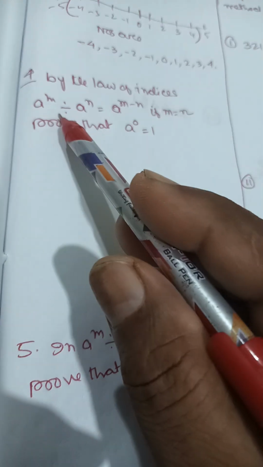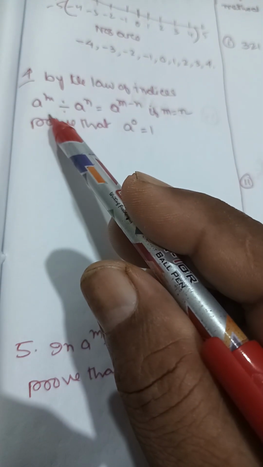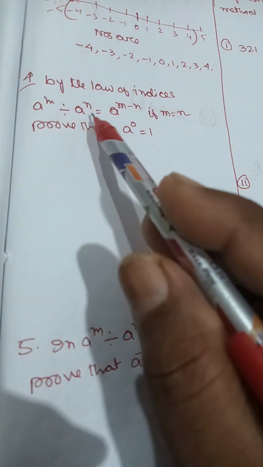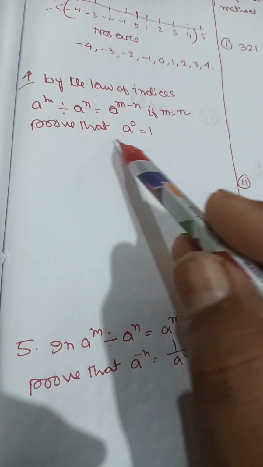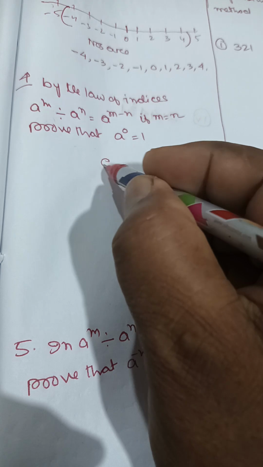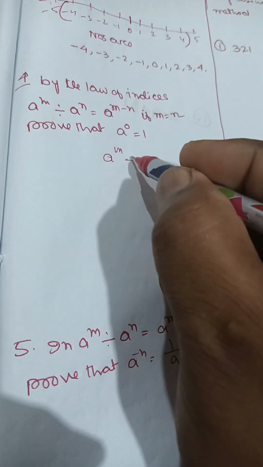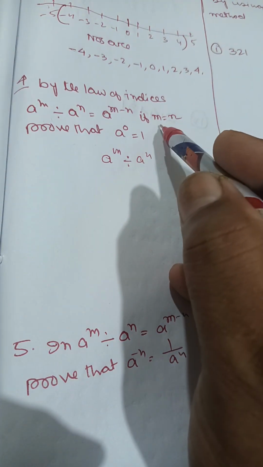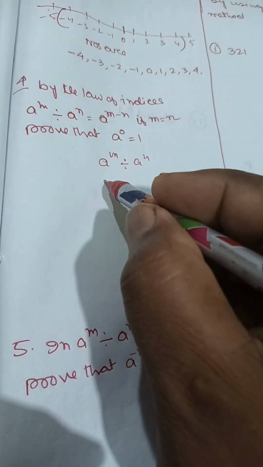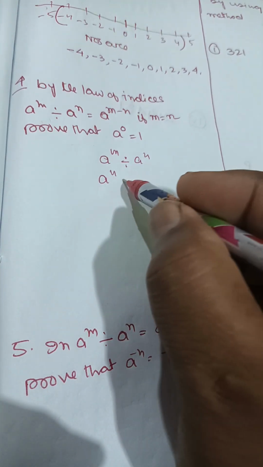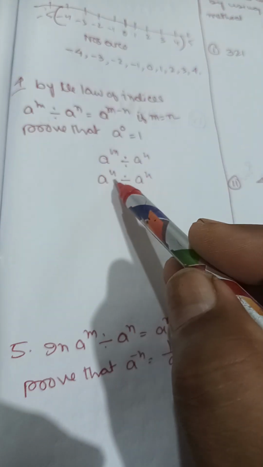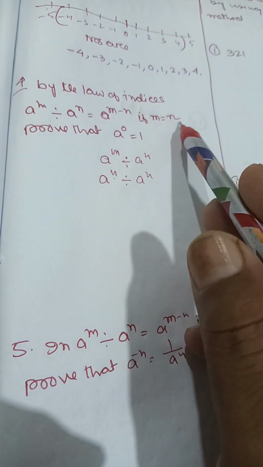Now question number 4. By the law of indices, we know the formula is a to the power m divided by a to the power n is a to the power m minus n. If in this relation m equal to n, prove that a to the power 0 is equal to 1. So you write a to the power m divided by a to the power n. You see the condition is given m equal to n. So in place of m you write n, divided by a to the power n. Why we have written here n? Because it is given m and n are equal, that's why.